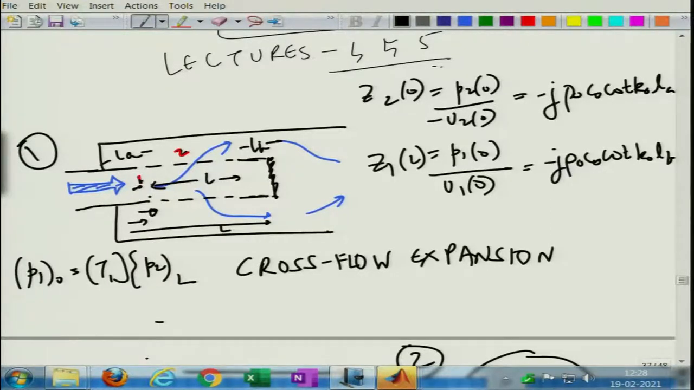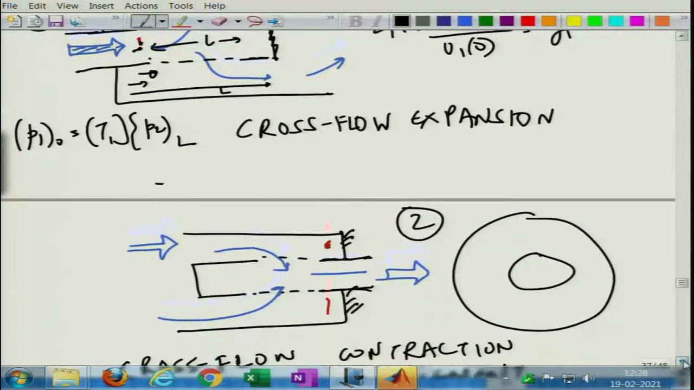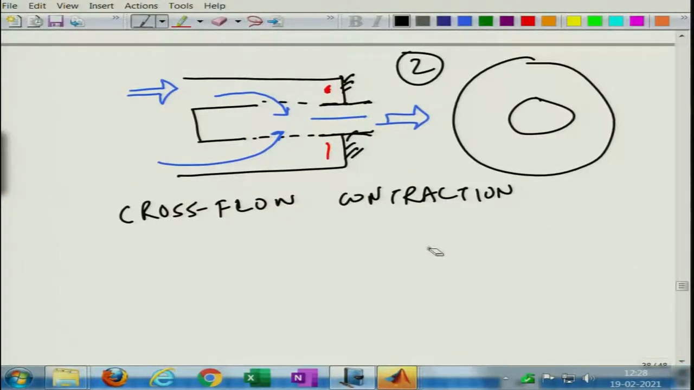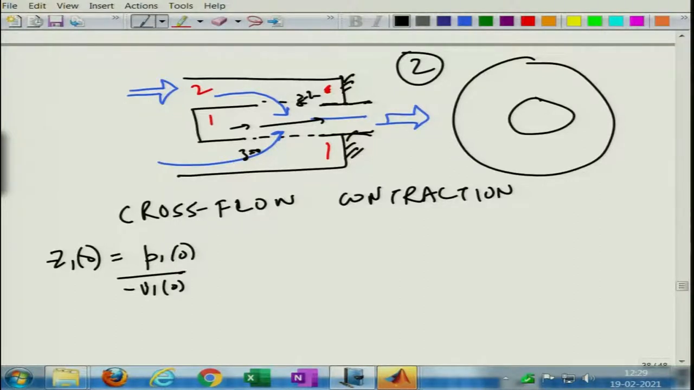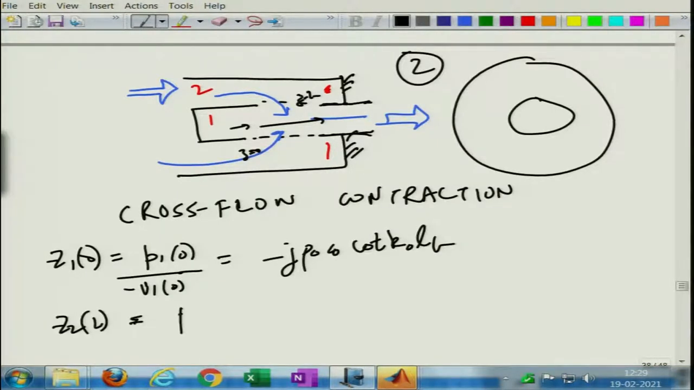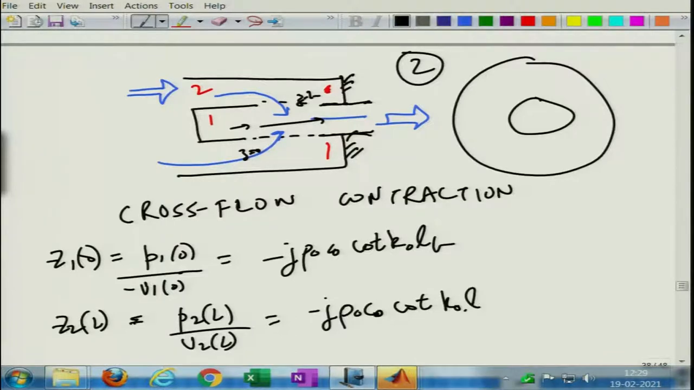Okay. And then similarly, if we go to such a contraction type element, let me rub this. So, what are the boundary conditions? This is again your Z is equal to 0, Z is equal to L. So, this is duct 1, duct 2 as usual. So, this will be Z1 is equal to P1 0, this thing, and this is your L.